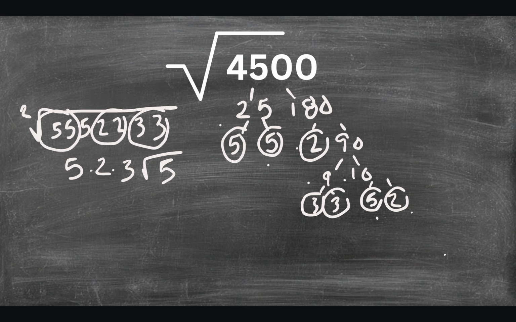Now 5 times 2 is 10. And then 5 times 2 is 10. And then 10 times 3 is 30. Square root 5. So there it is, simplified.